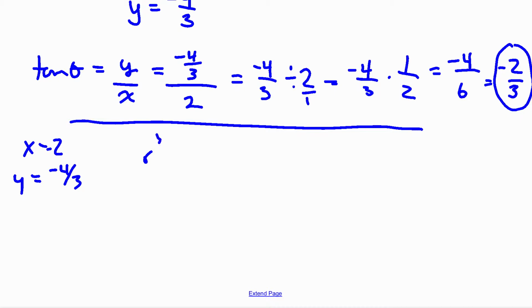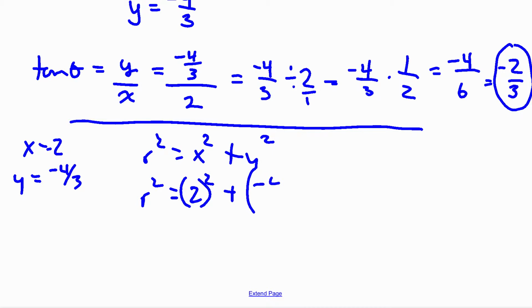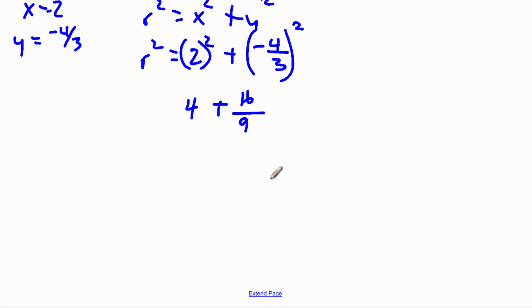So Pythagoras is r squared is equal to x squared plus y squared. R is what I'm looking for. X is a 2, so 2 squared plus negative 4/3 squared. So this would be 4 plus negative 4/3 squared. So negative 4 squared would be 16, and 3 squared would be 9. Okay, so r squared is equal to 4 plus 16 ninths.